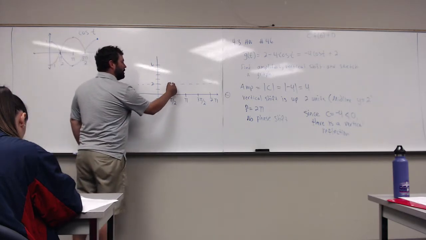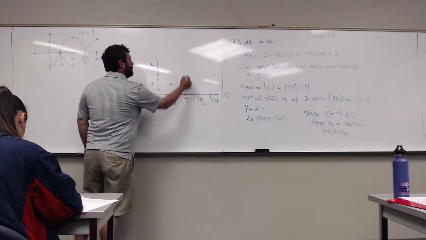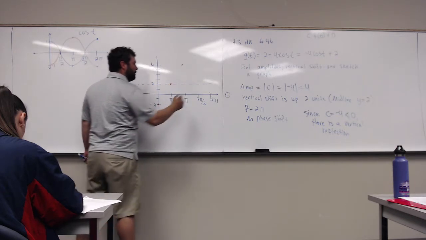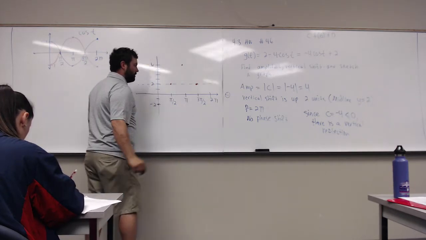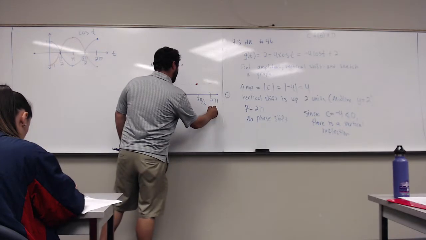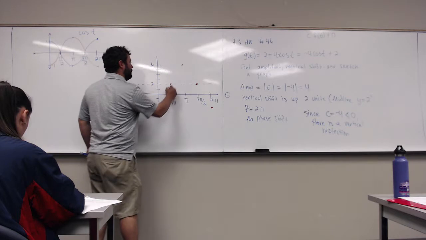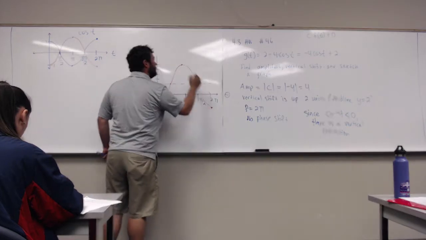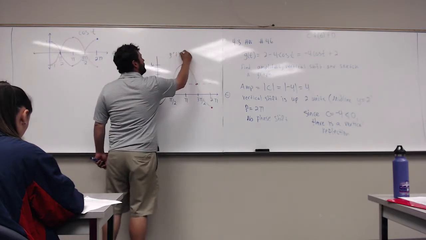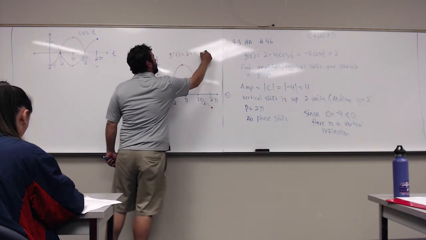Quarter way through the period, you're at the middle. Halfway through the period, you're at the max. 3/4 of the way, you're back at the middle value. And finally, one full cycle gets you back to the minimum value. Here is one cycle of g of t equals 2 minus 4 cosine of t.